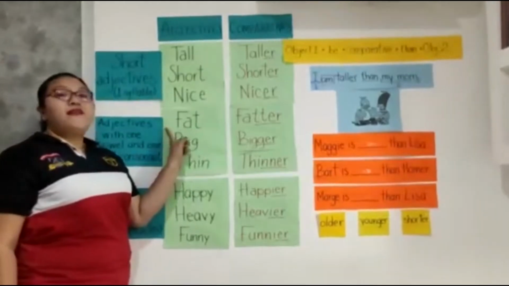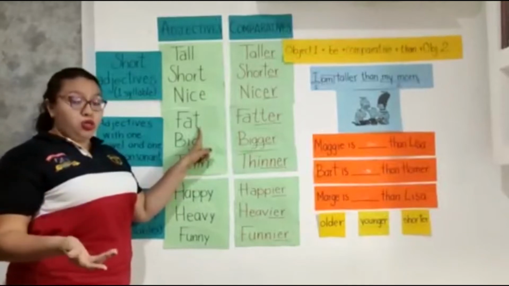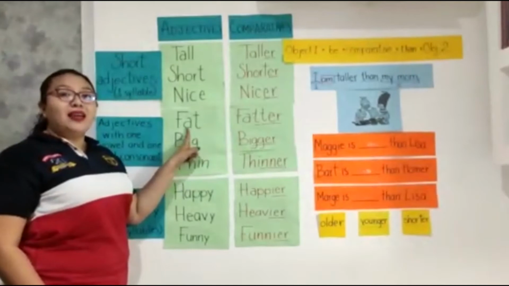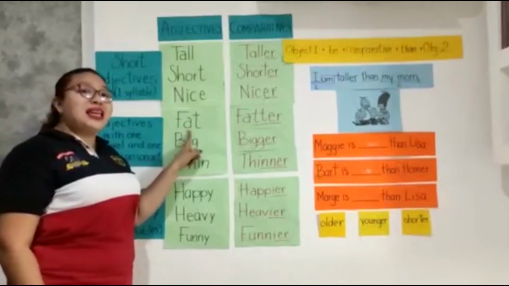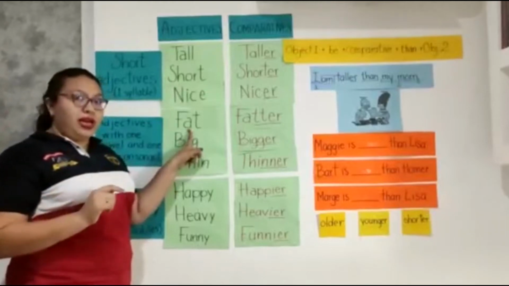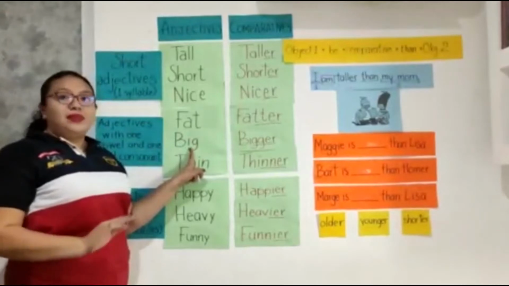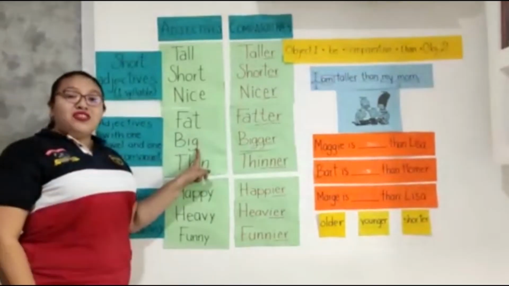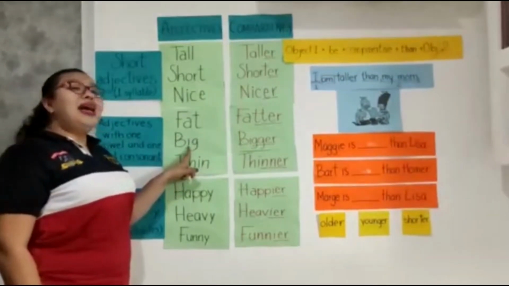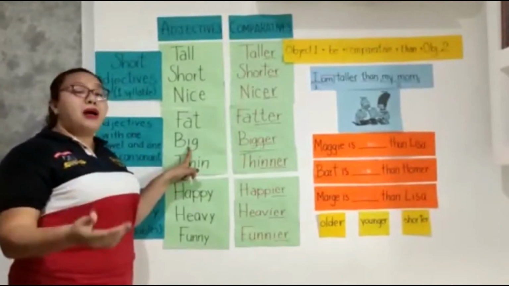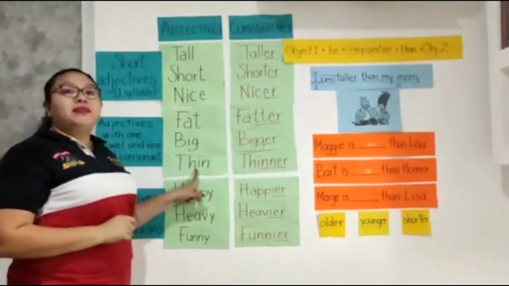For example, fat. The T is a consonant, and the A is a vowel. Excellent. So here, this is something special. Okay? In a minute, I will explain why. Big, the same case. The G is a consonant, and the I is a vowel. Perfect. Excellent. So we are good in that part. Thin, the same.